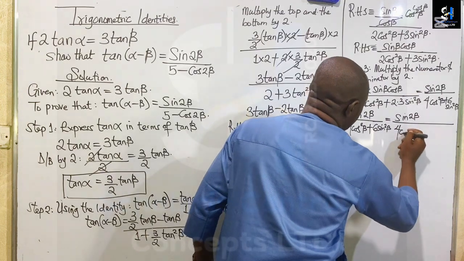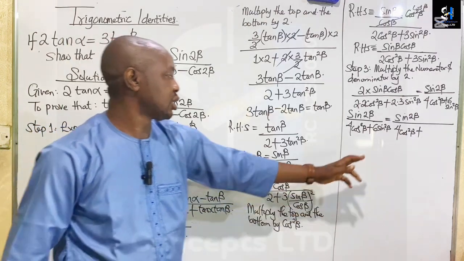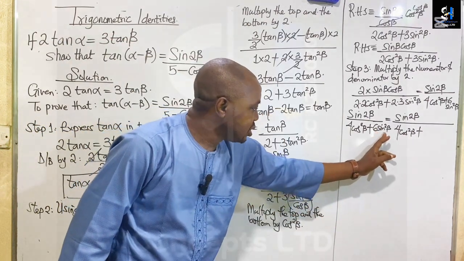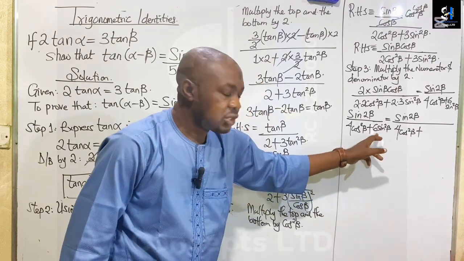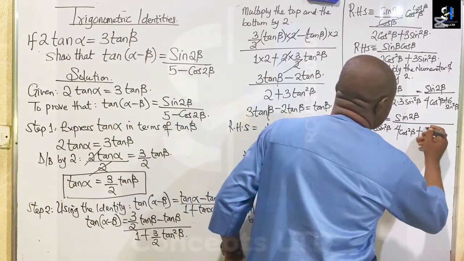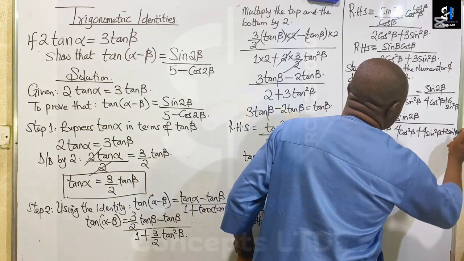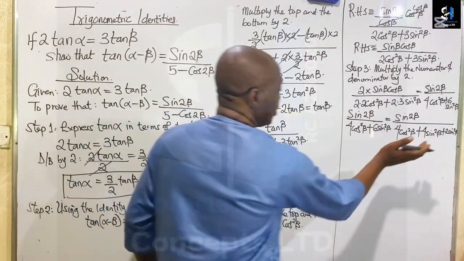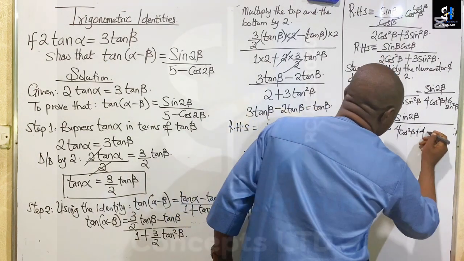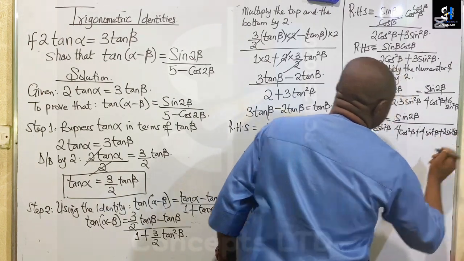So this will be 4 cos squared beta plus, now I said I'm going to expand in this case. I can expand this to be 4 sine squared beta plus 2 sine squared beta, which is the same thing as 6 sine squared beta. So what I've done here is that I expanded this, and it becomes 4 sine squared beta plus 2 sine squared beta.